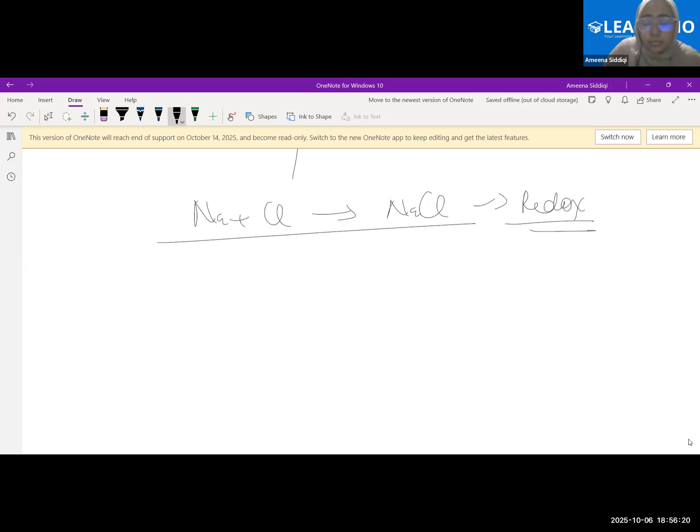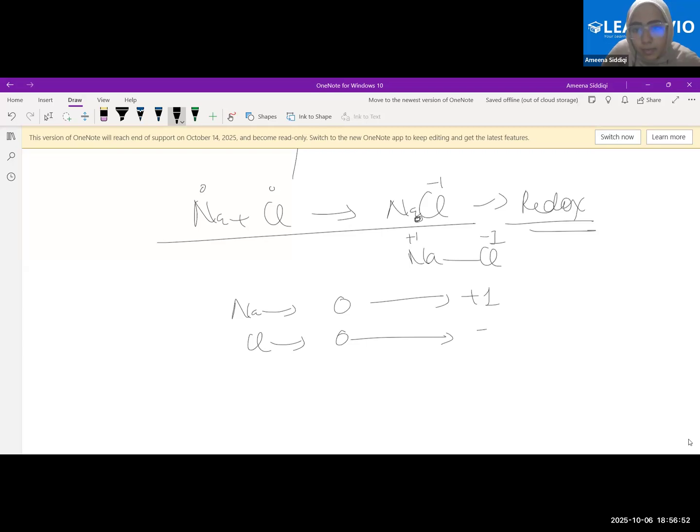See, here sodium is in the elemental form, 0. Here chlorine is in the elemental form, 0, right? Here sodium is bonded to one chlorine atom. Therefore, it will have a charge of plus 1. Only one atom of sodium is there, so plus 1. Chlorine is minus 1. So sodium is going from 0 to plus 1. Chlorine is going from 0 to minus 1.